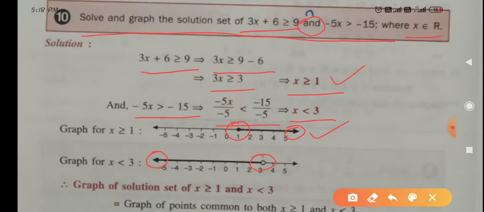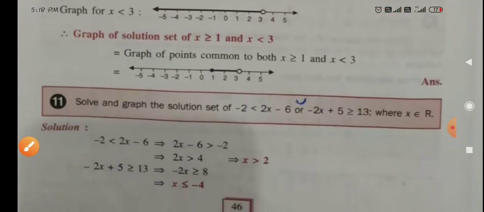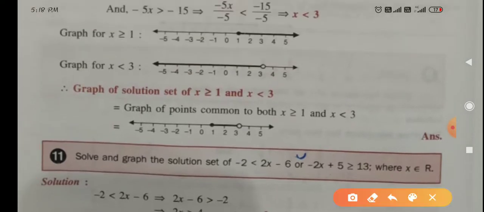Now and means common values of both inequations you have to take. So how to take common values? You can see here, 1 is there. Here you see, 1 is there or not? Yes, 1 is there. In the first inequation, 1 is included. In the second solution set, 1 is also included. So 1 will be common to both the solution sets.